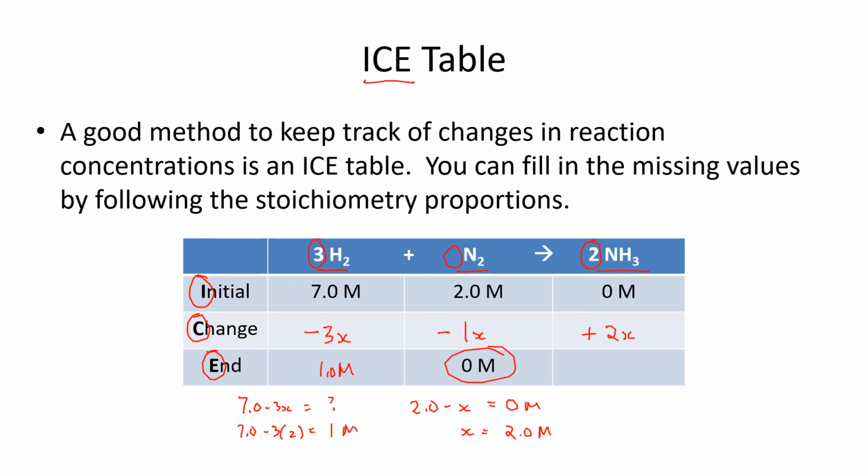And then over here we've got 0 plus 2X equals the endpoint. And so 0 plus 2 times 2 equals 4 moles per liter, and that gives you the amount that you're going to have left over for the ammonia at the end.